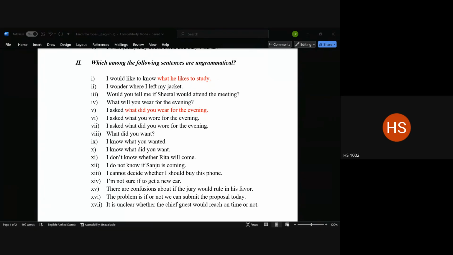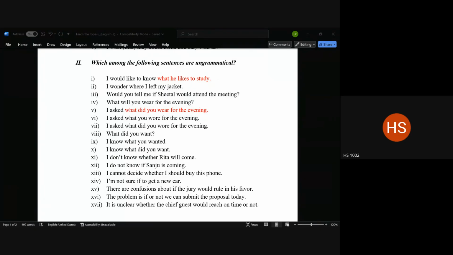So that is the thing. We don't separate the tense from the verb when you have a question clause. The sixth one is the grammatical way of writing sentence number 5: "I asked what you wore for the evening." No separation of tense from the verb. You add it to the verb wear itself and you have a grammatical construction.